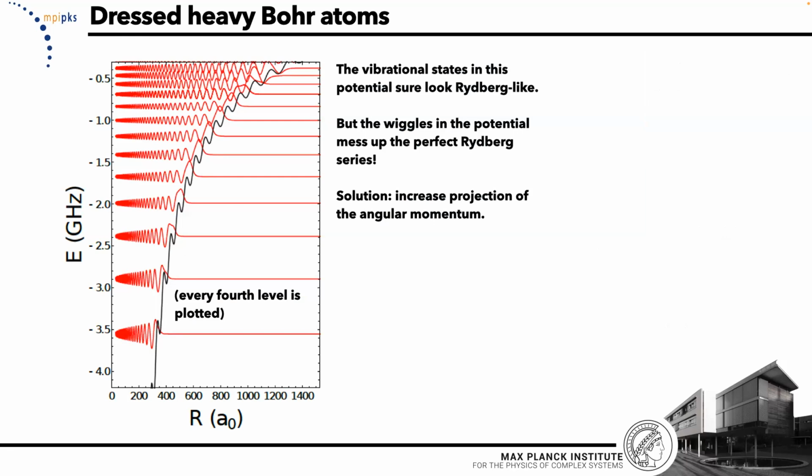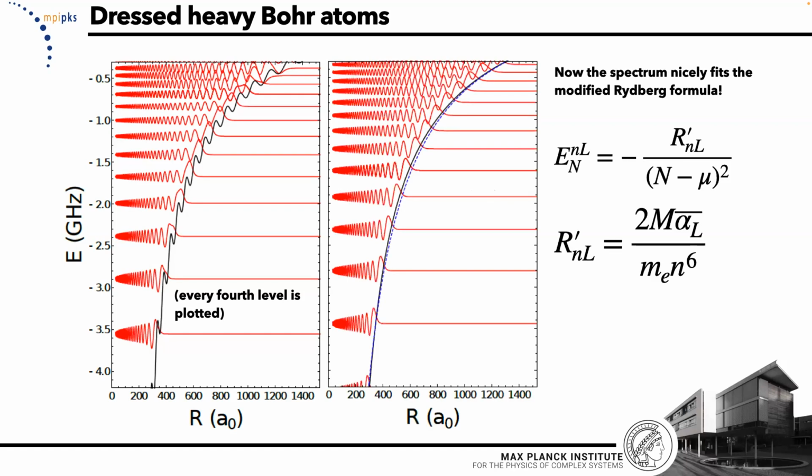Now, of course, if you look at this potential curve with all the wiggles, it doesn't quite work that well because these wiggles mess up the real Rydberg series that you want to get from a Coulomb potential. But there's a nice solution to this. Just increase the projection of the total angular momentum. As you do this, the wiggles go away. And finally, when you have a total projection of the angular momentum equal to 2, so equal to the big L, then you get potential curves that are essentially smooth. And as you can see, they agree almost perfectly with just this approximation of a Coulomb potential.